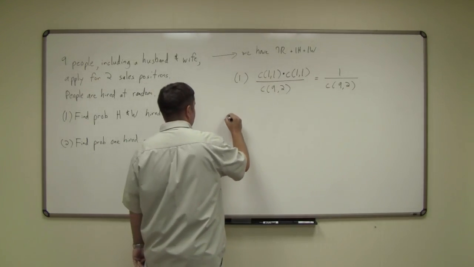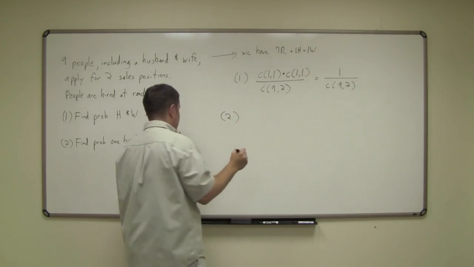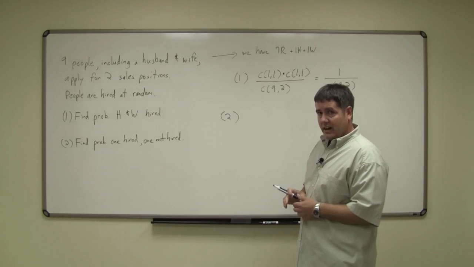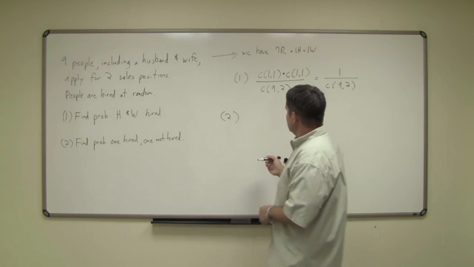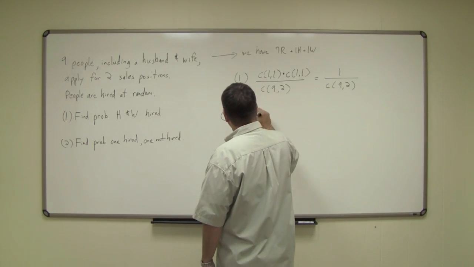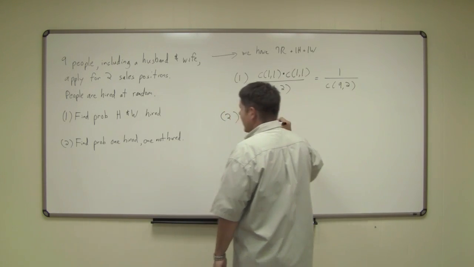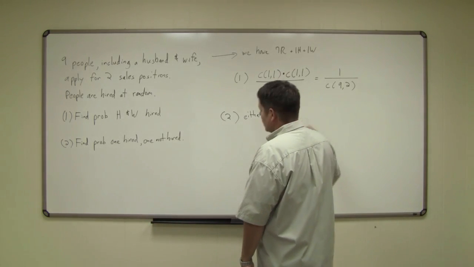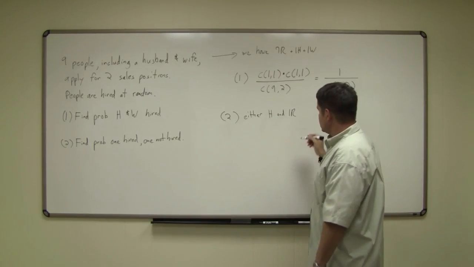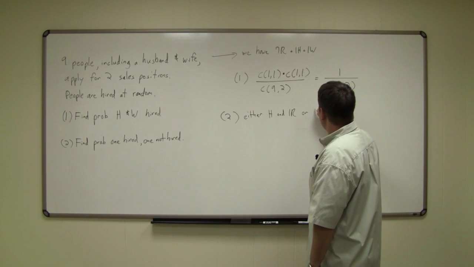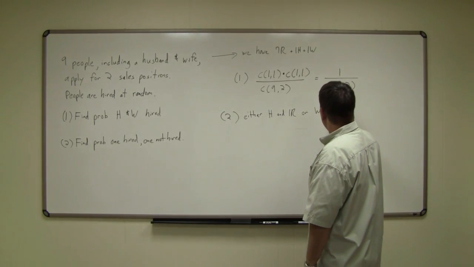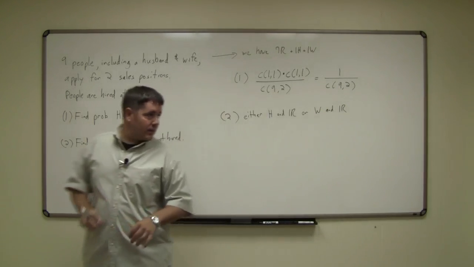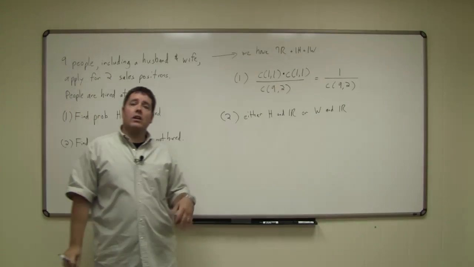All right, the second one is a bit more tricky. Let's go ahead and write out what this means. It says that the probability that 1 is hired and 1 is not hired. This means that I either get the husband and 1 regular person, that's one possible way, or I get the wife and 1 regular person. So these are the 2 different ways that I could satisfy 1 is hired and the other one isn't.